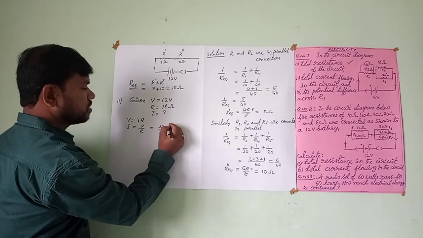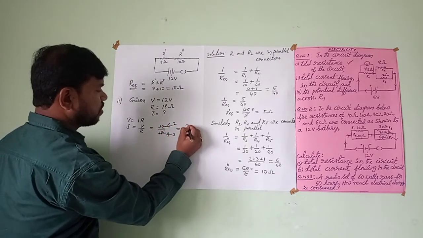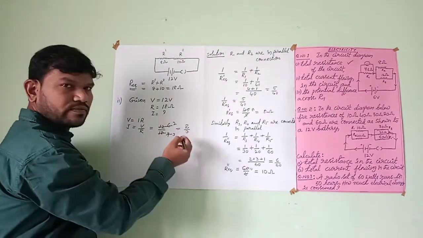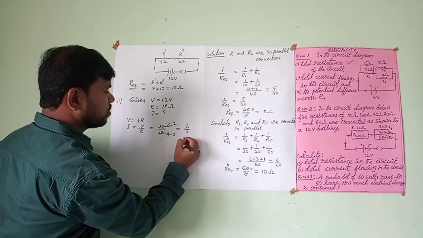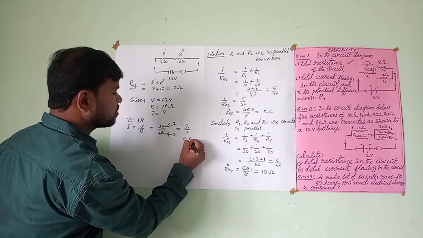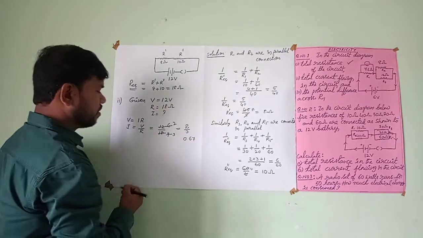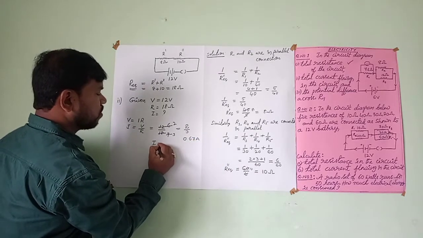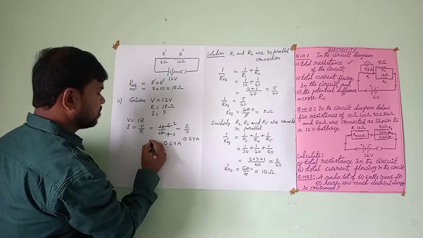So 2 sixes are 12, 3 sixes are 18, so we got 2 by 3. If you divide 2 by 3, we get 0.6, again 6, so 0.67. So the total current I in the circuit is 0.67 amperes.